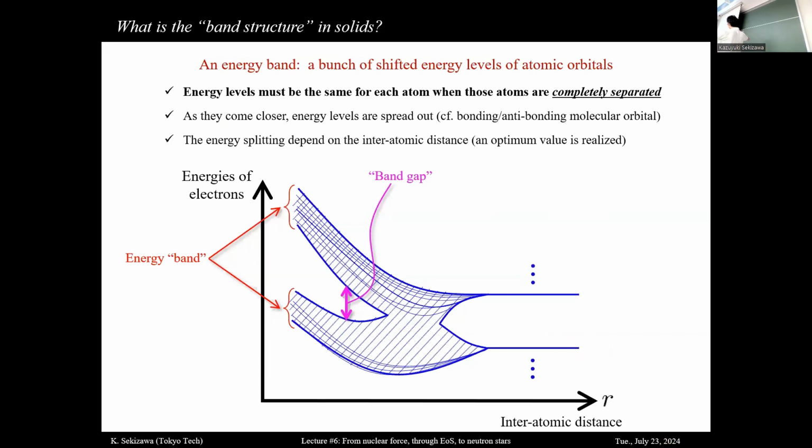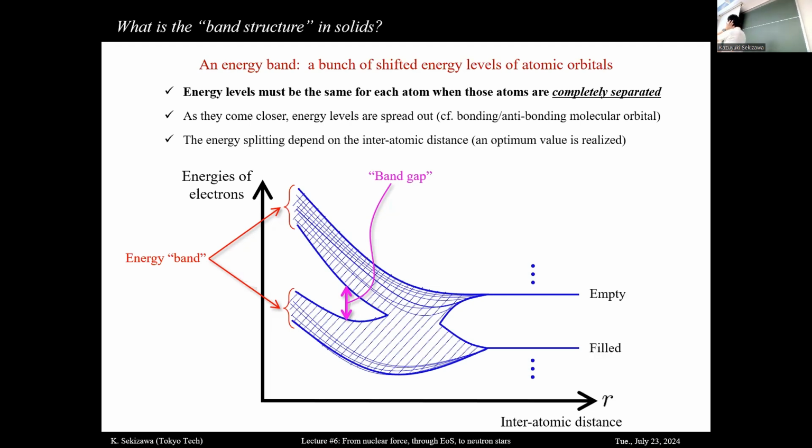Okay. So when the interatomic distance is very large, those atoms are isolated. So we will have just single energy levels. But as the interatomic distance decreases, we have formation of molecular orbitals, and we will have this kind of energy bands depending on this interatomic distance. And okay, the system chooses the most energetically favorable distance. Okay, this defines the molecule or solids.